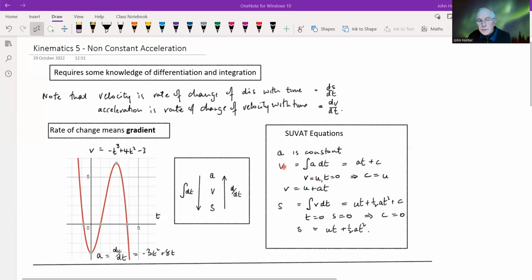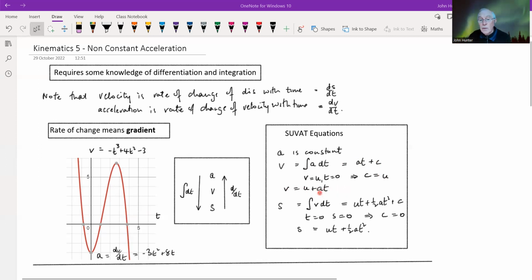And we substitute that in this equation, v equals at plus c. At t equals 0, v equals u. Then we find that c equals u. So v equals at plus u, which we would write as v equals u plus at if we wanted it to be in the form of our velocity SUVAT equation. So that's basically where it comes from.